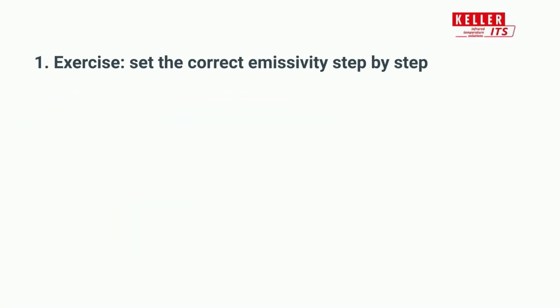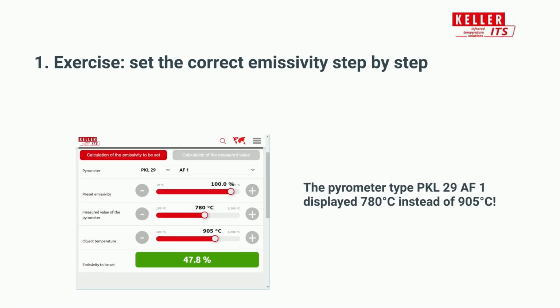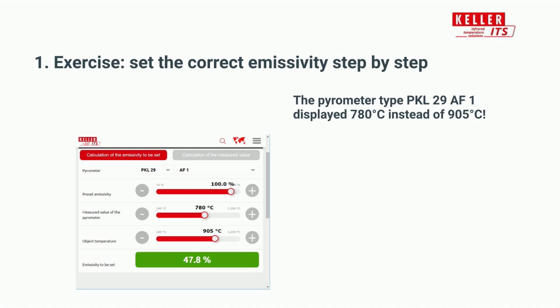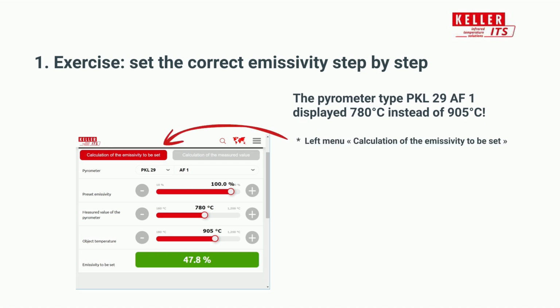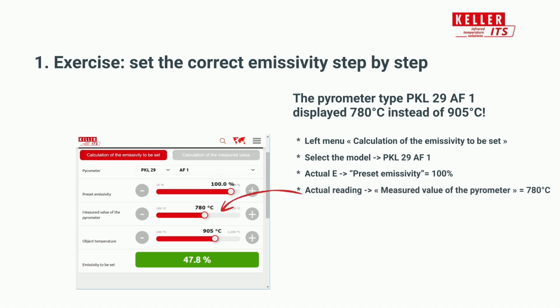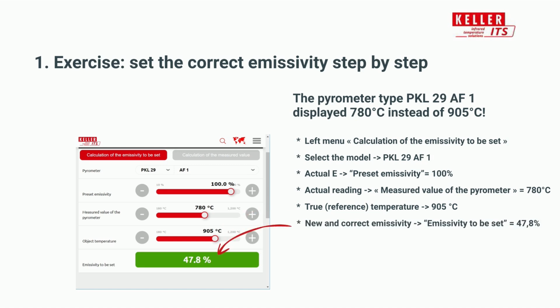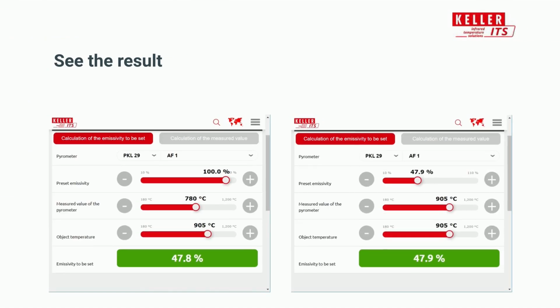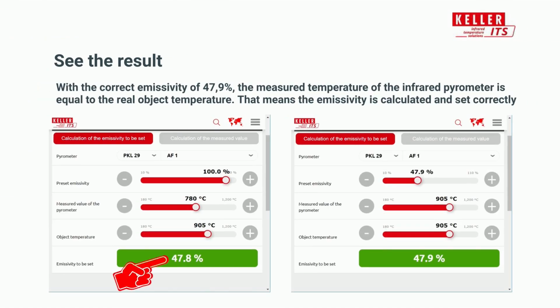Let's do some exercise. Imagine a PKL 29AF1 displays 780 instead of 905 degrees. All you have to do is click on the left menu to calculate the emissivity to be set, select the correct model and type, fill in the current emissivity which is set and also the monitor temperature of the pyrometer. At last, select the real object temperature and the result is the emissivity which has to be set to measure correctly. That's it. See the result. With the correct emissivity of about 47%, you will now measure precisely as the pyrometer's and the object or reference temperatures are equal.